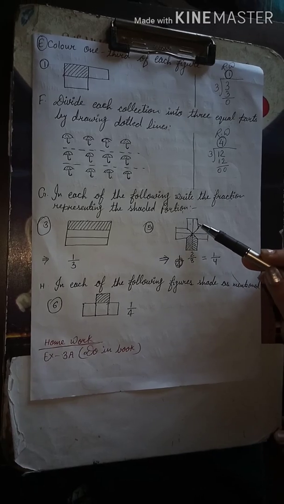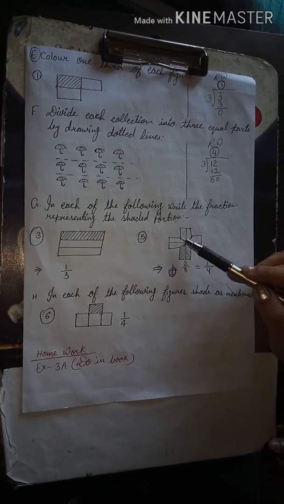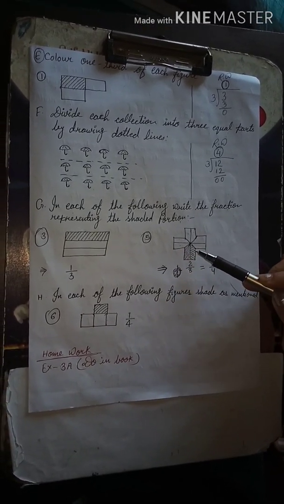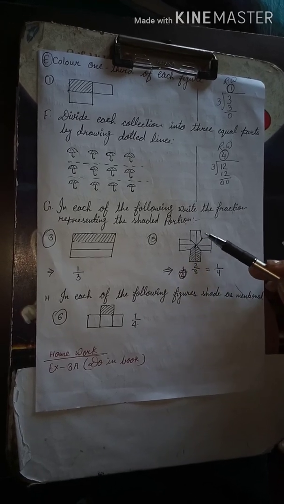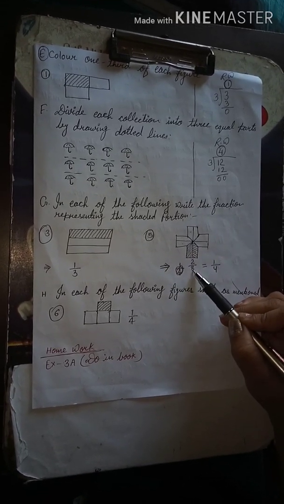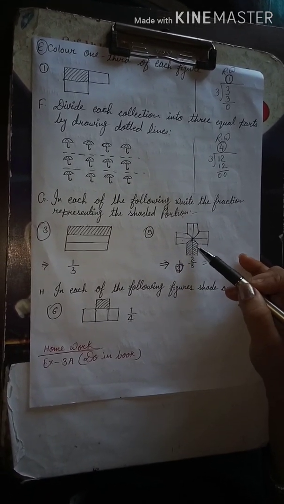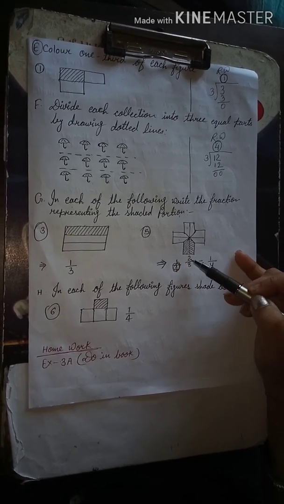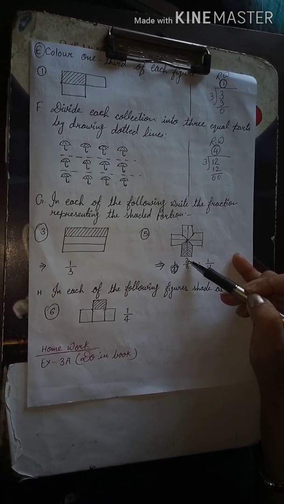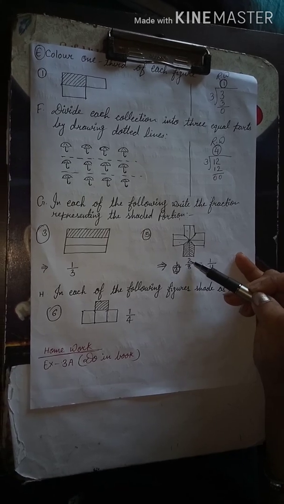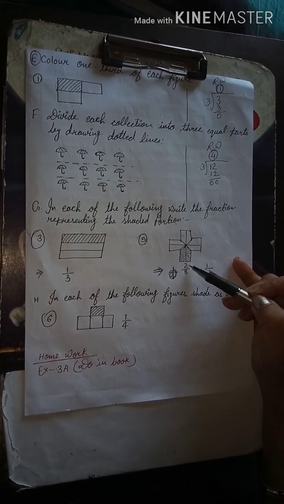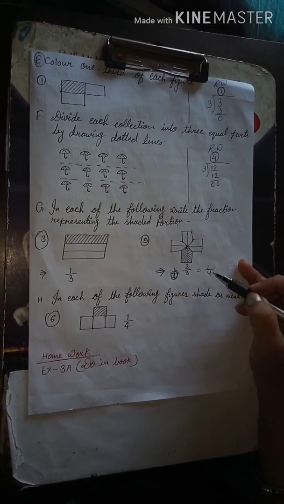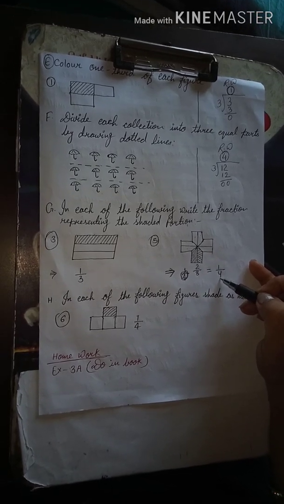Next question number 5. First you count this figure, how many parts? 1, 2, 3, 4, 5, 6, 7, 8. So total number of parts will come in denominator, and how many parts are shaded? 1, 2. So 2 parts are shaded, 2 will come in numerator. 2 by 8. When you reduce this 2 by 8, 1 by 4 will come.